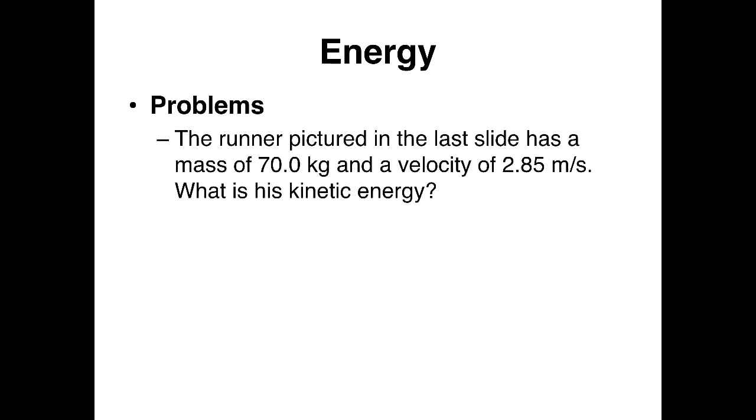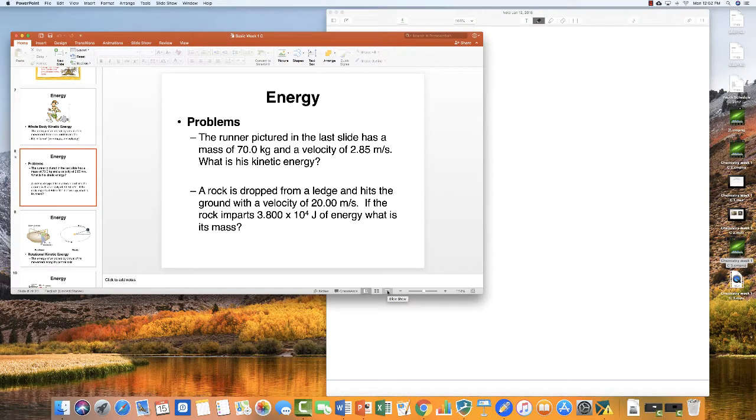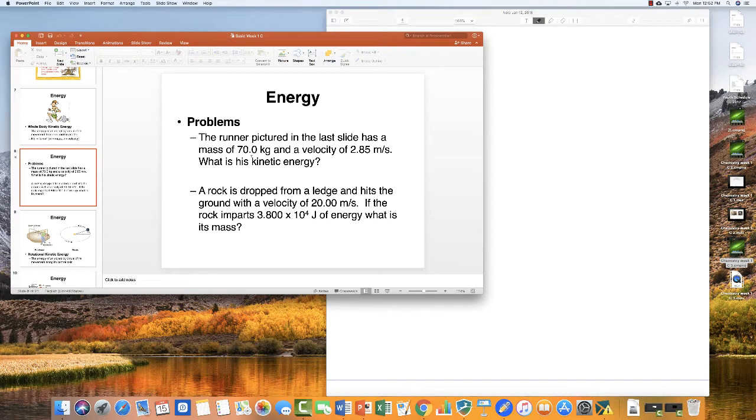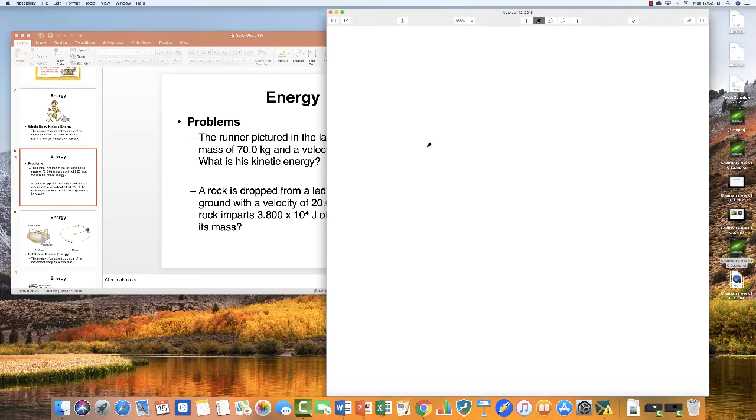So let's look at a couple of problems related to this type of situation. This first one states that a runner that we just saw in the previous slide is running, and he has a mass of 70.0 kilograms, and he has a velocity of 2.85 meters per second squared. So what kinetic energy, or what translational kinetic energy, would he have?